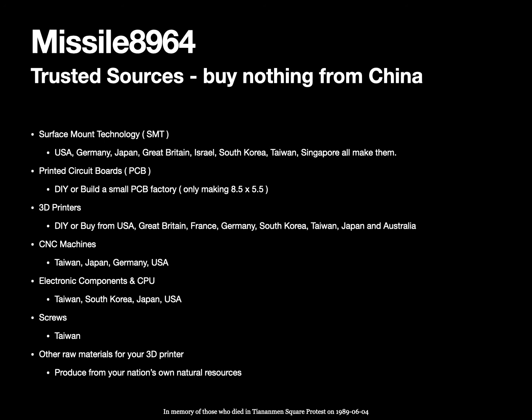And as far as raw materials for your 3D printer goes, use whatever you have in your country locally. If your country produces aluminum, use aluminum. If you make gold, use gold if it's cheaper for you. If you're good at making ceramics, use it. If what you've got is wood or bamboo, potentially you can use them too.